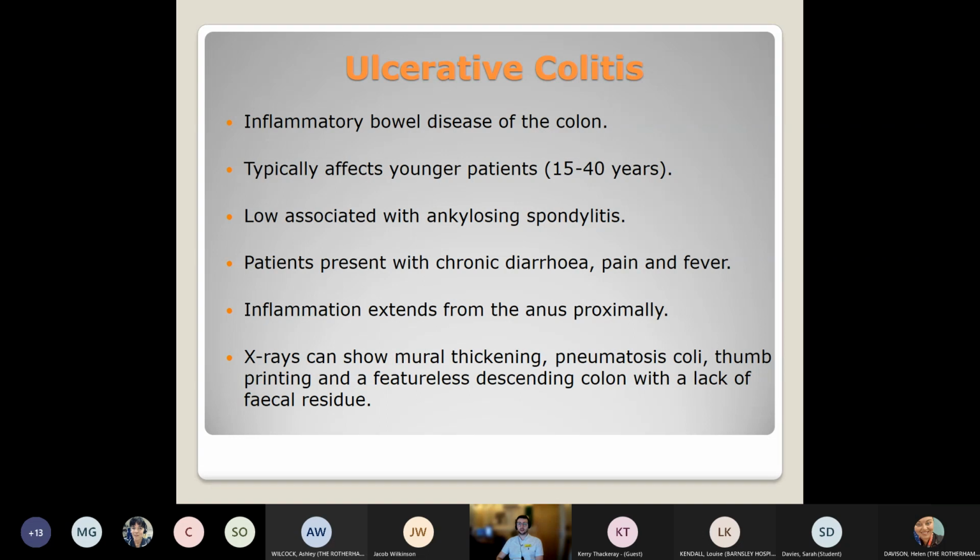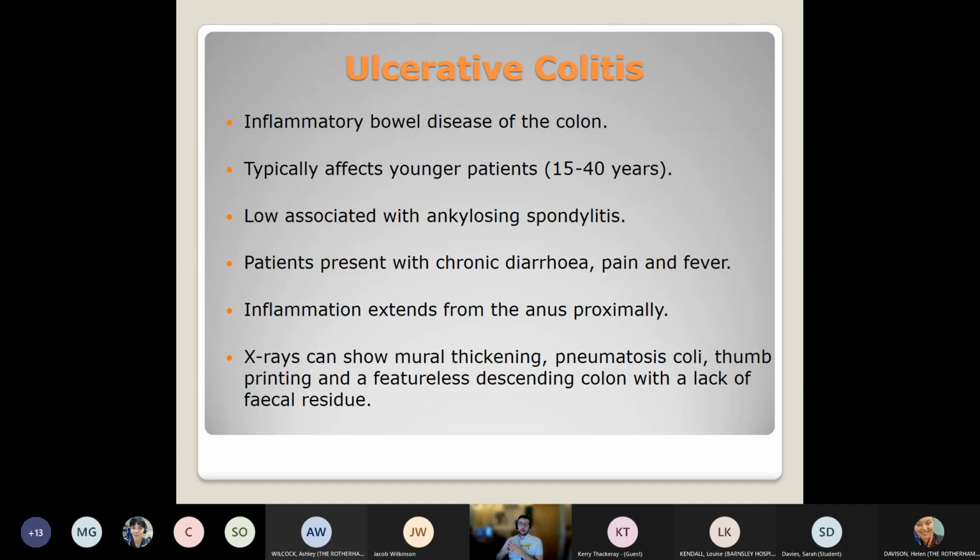Well, it has similar features to ulcerative colitis, which is inflammatory bowel disease of the colon. So it starts at the anus and works back up the colon. And because the colon's usually air-filled, we can actually see the signs. Usually affects younger patients, but you can see it in all ages. It has a very low association with something called ankylosing spondylitis. You may have heard of that, where you get what's called a classic bamboo sign of the spine, where you get loads of flowing osteophytes up the side of the spine.